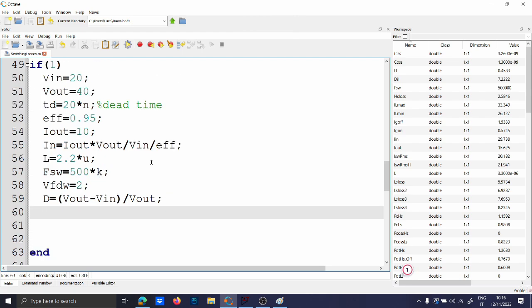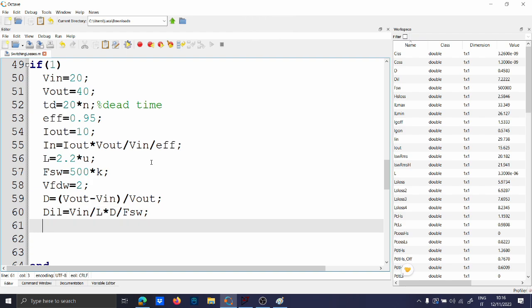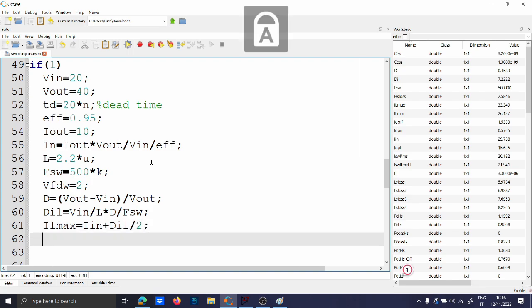You should know the ripple of the inductor is, as I said before, V in over L times D over F switch. And the maximum current, IL max, is equal to I in plus delta IL over 2, and the minimum inductor current, IL min, is equal to I in minus delta IL over 2.